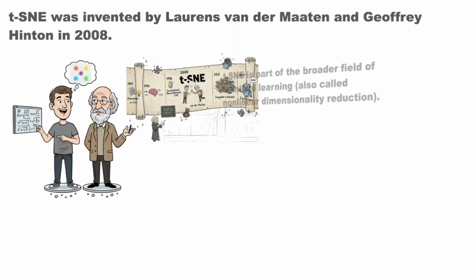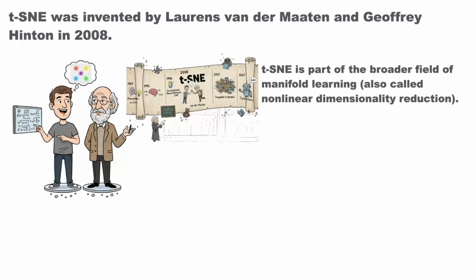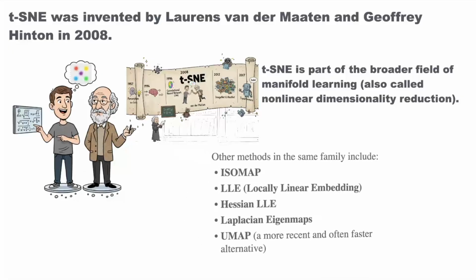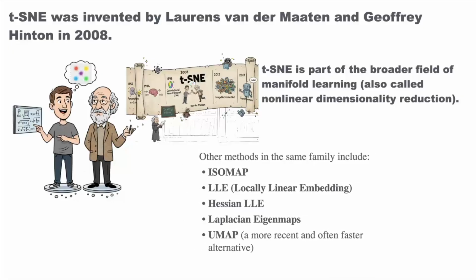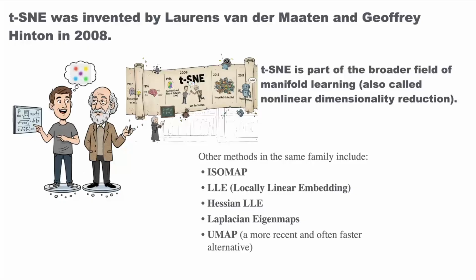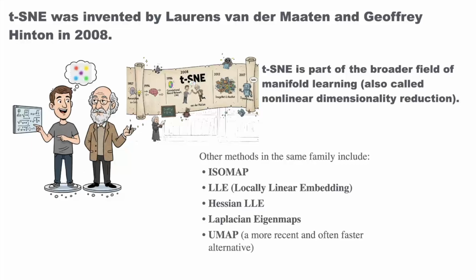t-SNE was invented by Laurens van der Maaten and Geoffrey Hinton in 2008 as part of the broader field of manifold learning. Other methods in the same family include ISOMAP, locally linear embedding, LLE, Hessian LLE, Laplacian eigenmaps, and UMAP, a more recent and often faster alternative. Let's dive into what t-SNE actually means now.